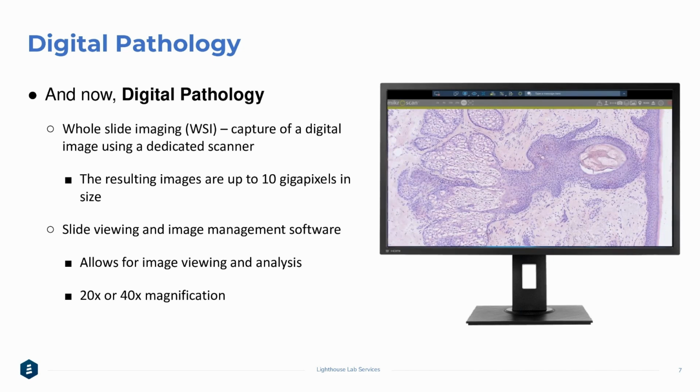There are a variety of whole-slide scanners on the market that cater to a range of throughput needs, and you can find scanners that handle anywhere from 1 to 400 slides at a time. The images they produce are typically viewable using a magnification of 20 or 40x.